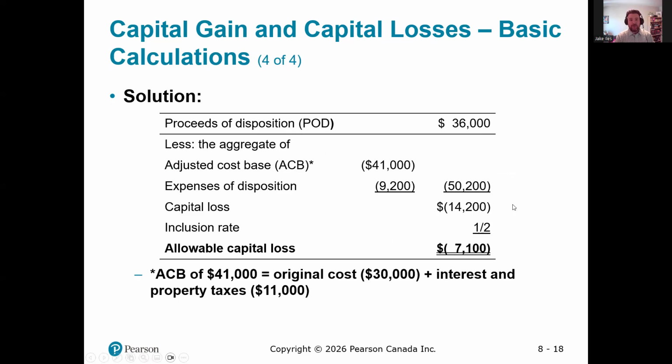So we lost $7,100. The thing about capital gain, taxable capital gains are always included in income. Allowable capital losses can only subtract from your income if you have capital gains.